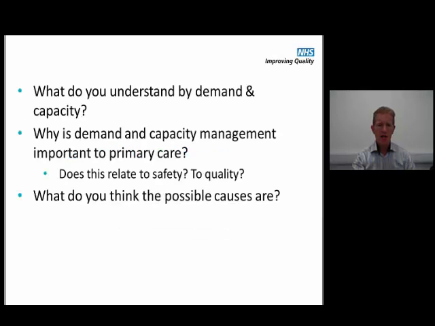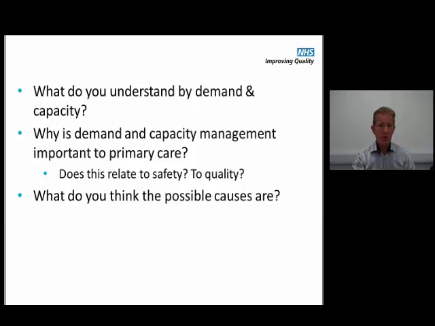So what do we understand by the terms demand and capacity, and why is it so important, not only in primary care but also secondary care and the whole health economy? And what are its possible causes? We've become used to waiting in the National Health Service. We've become used to queues, waiting lists and delays. This obviously affects both the patient and the staff experience. It also has a direct effect on patient quality and patient safety, as we all know that the patient's clinical condition can worsen as they wait.